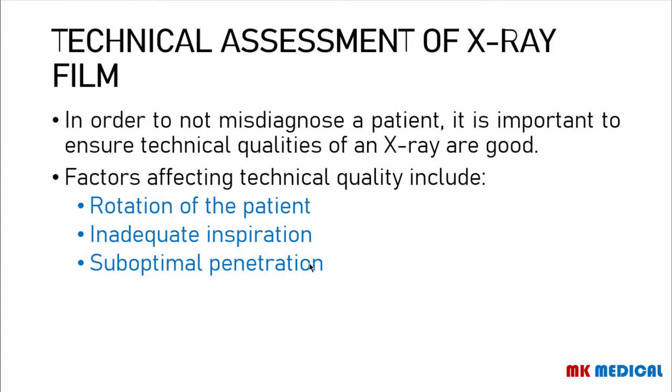So when it comes to the second part now, technical assessment of the X-ray film, you should always assess. The first thing that you're going to be looking at is what type of projection this X-ray is, which is what I've told you about. Is it a PA? Is it an AP? Is it a lateral? Is it supine? Is it erect? Is it a decubitus type of X-ray?